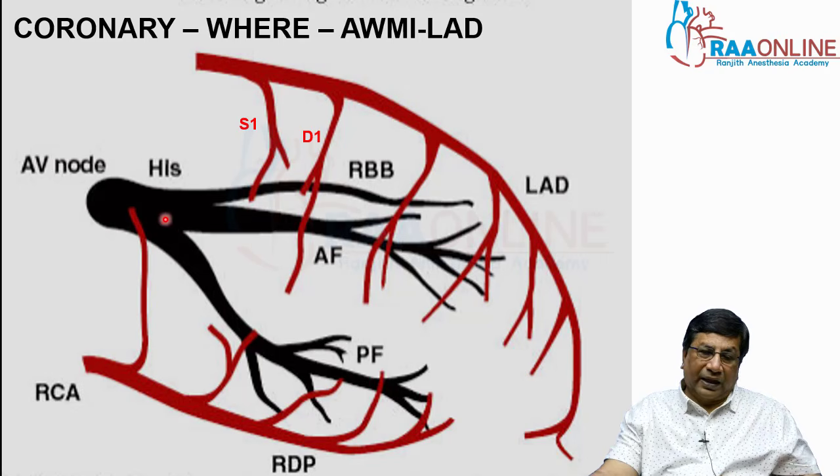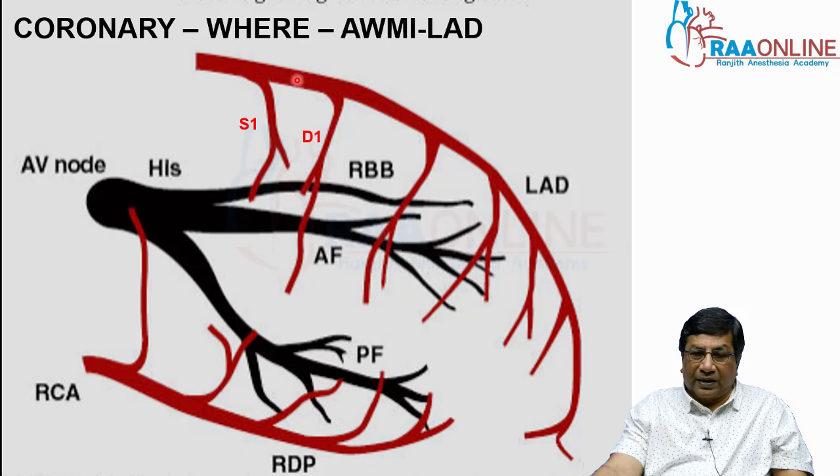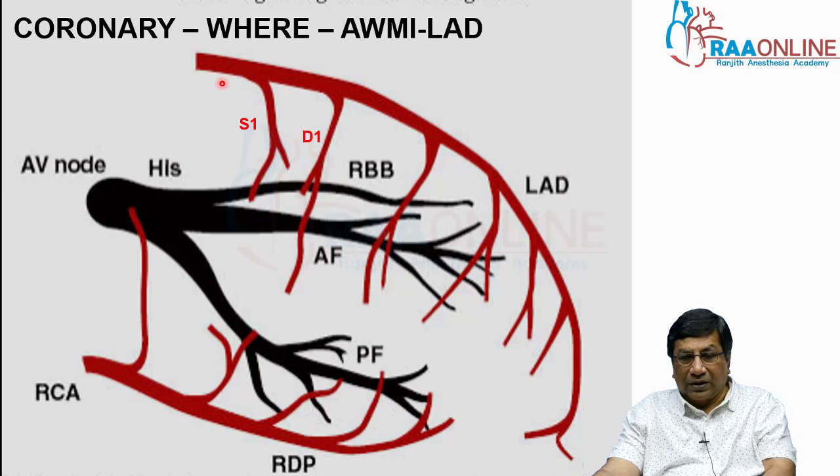So this is a diagram we will use to locate a particular coronary artery obstruction. This is your left anterior descending artery. The first two proximal branches are the first septal branch, which we call S1, and the first diagonal branch, which we call D1. So any obstruction proximal to these two branches is called a proximal left anterior descending artery lesion.